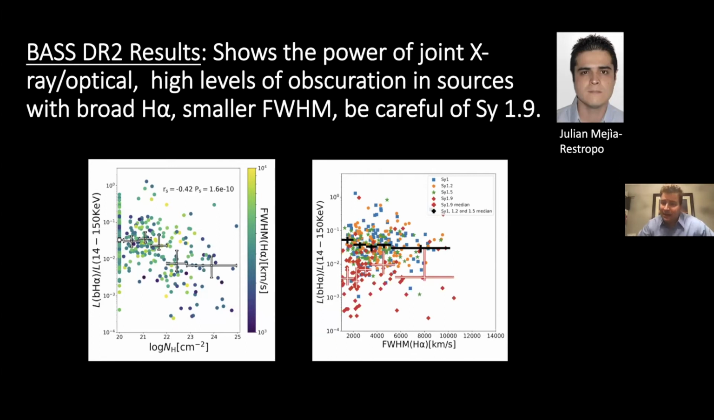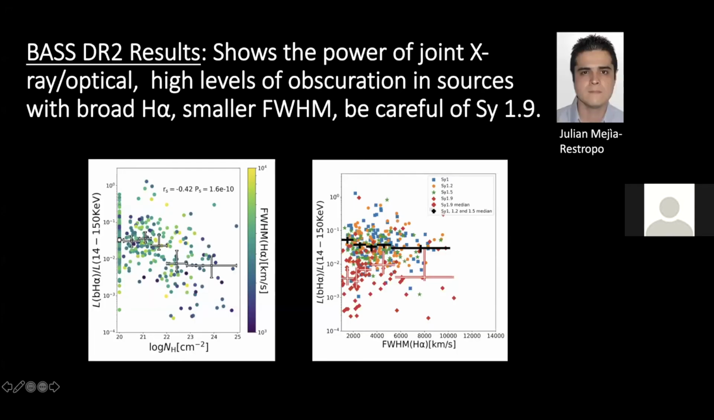You might assume that it's less affected by obscuration, which is true, but looking at our sample, if you do a plot of the X-ray obscuration, the NH, which is shown on the left, and you look at the broad H alpha versus the X-ray luminosity, which should be basically constant, because they're both tracing black hole growth, you find that as you go to higher NH, so above about 10 to the 21, it really starts to drop off. So you're going to underestimate the mass of the black hole.